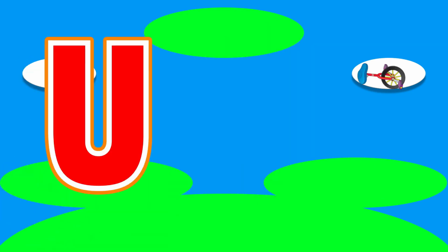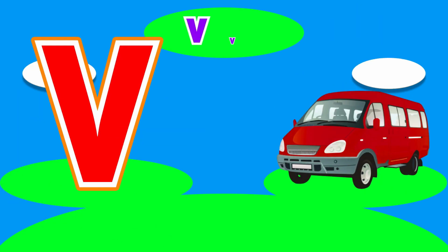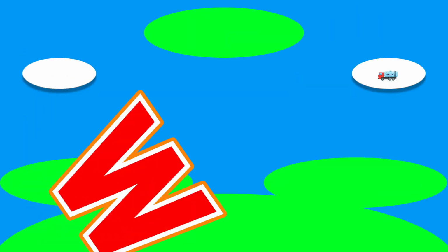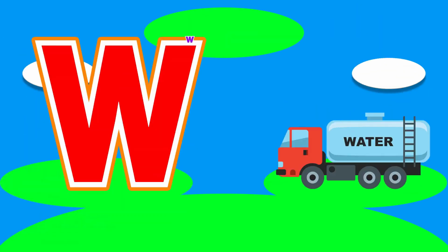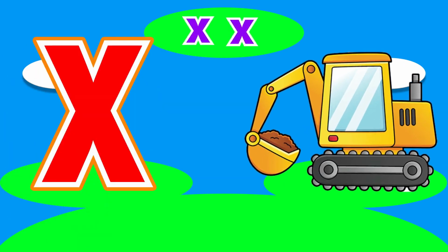U is for unicycle. Unicycle. V is for van. Van. W is for water tanker truck. Water tanker truck. X is for excavator. Excavator.